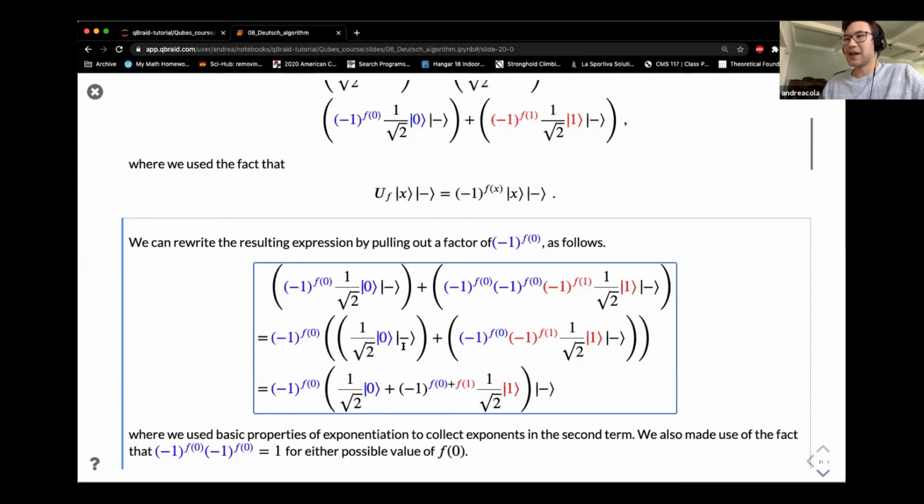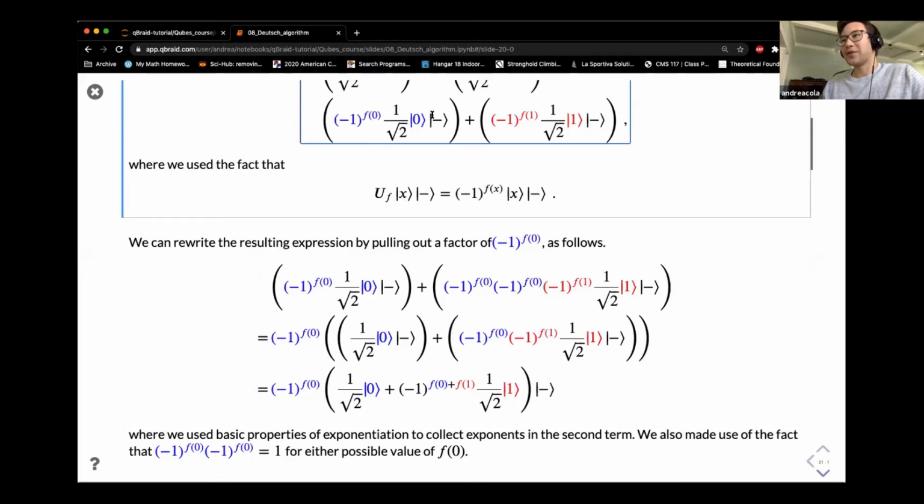And what we're left with inside is the ket 0, ket minus. And then here we have both -1 f of 0 and -1 f of 1. We're basically transferring this phase from the first term to the second. The relative phase doesn't change. I'm multiplying both terms by -1 to the f of 0. This is something undetectable, right? And if I do this, the first factor here will disappear and it will pop out in the second term.